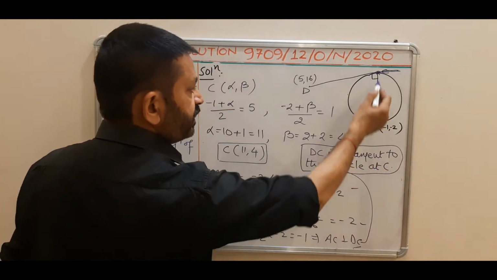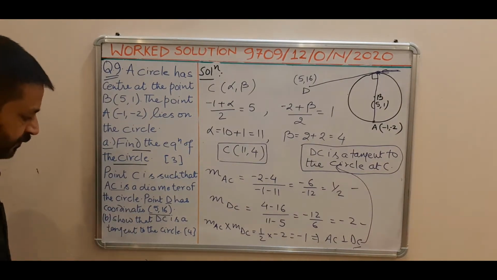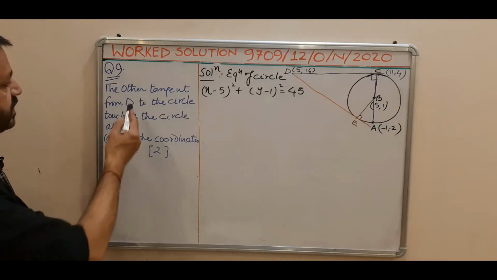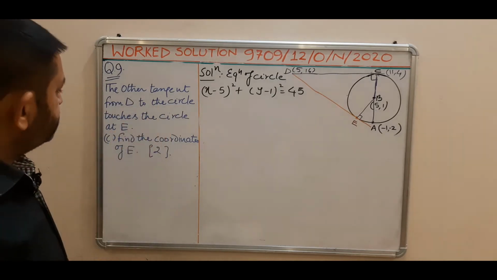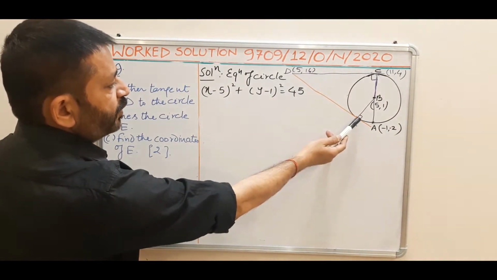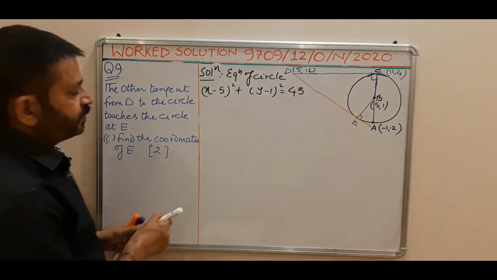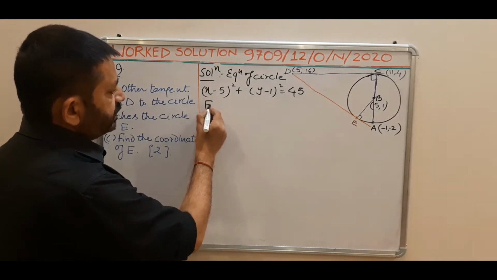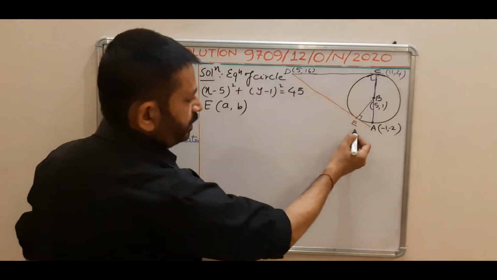Because it is already given that AC is a diameter to the circle, this is proved. Question number 9, C part. The other tangent from D to the circle touches the circle at point E. From D we are drawing one more tangent at point E. Find the coordinates of point E. So consider that the coordinates of point E are A and B.